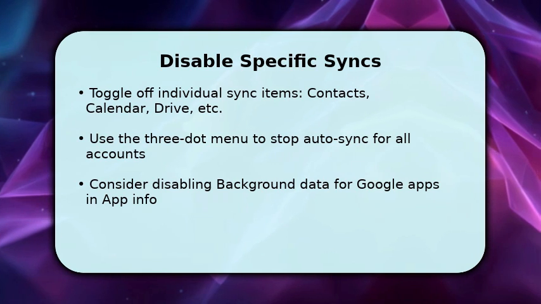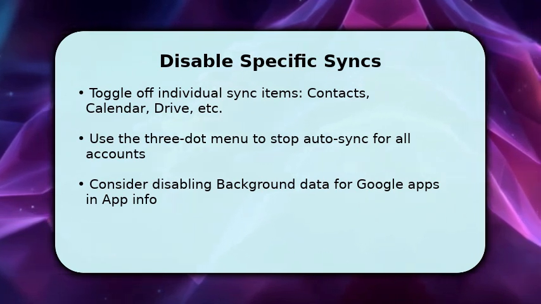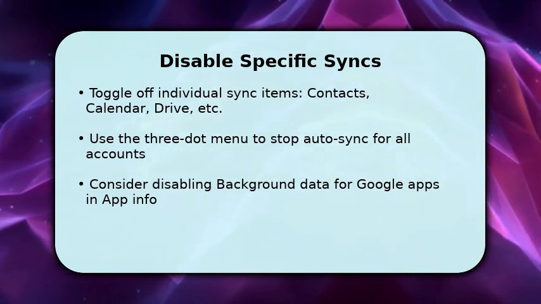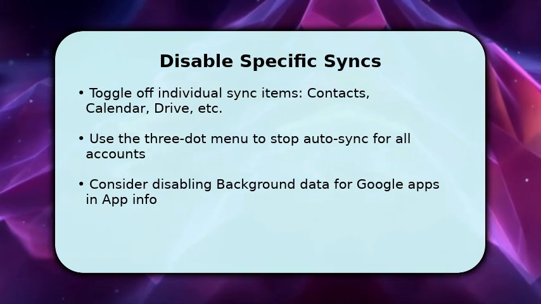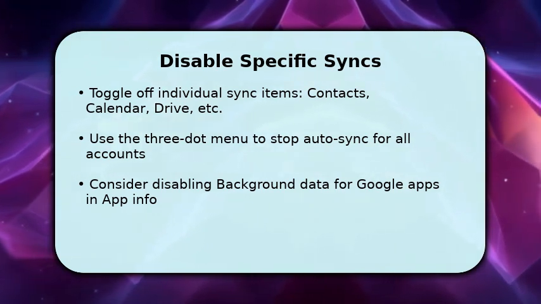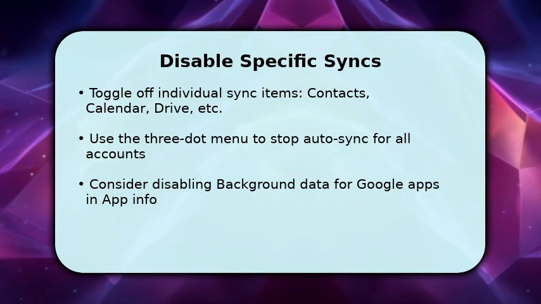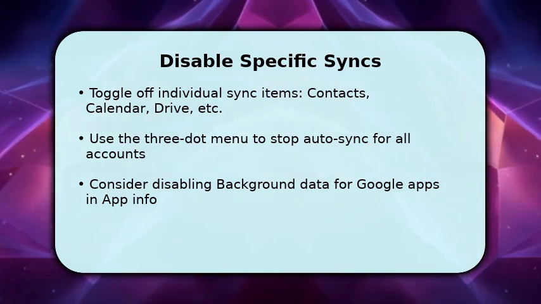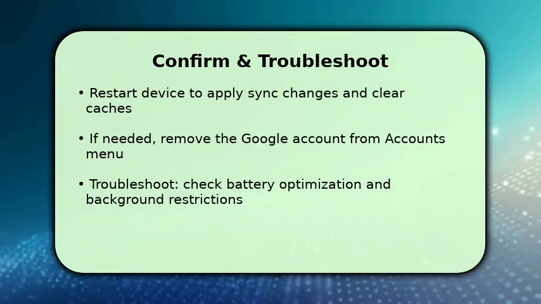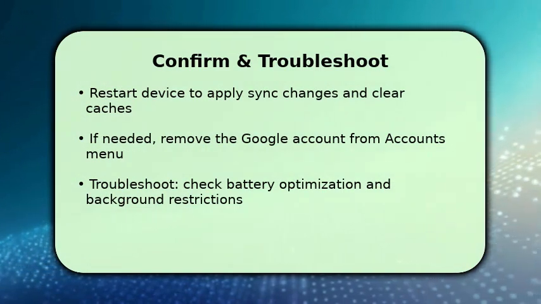Make sure to check App Info for core Google apps and restrict background data if you want to reduce background activity without removing the account. Finish by restarting your phone so the system applies the new sync settings and clears transient connections. After reboot, verify sync toggles remained off.